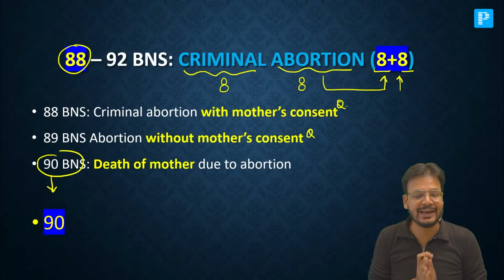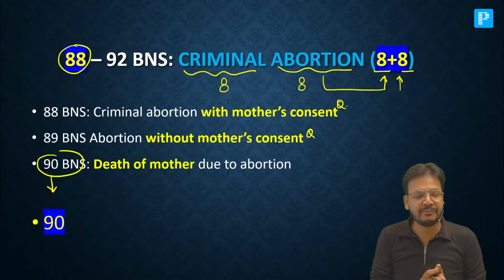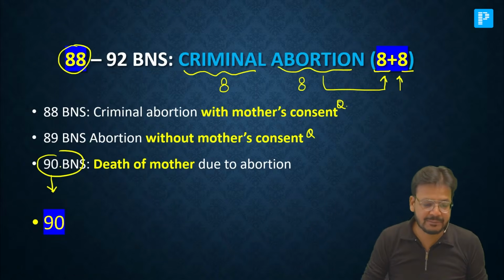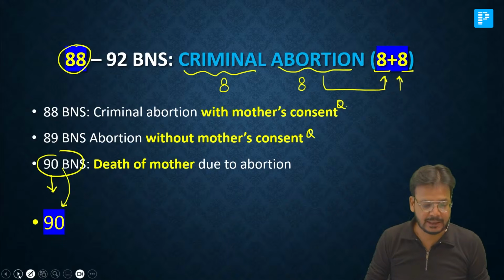Criminal abortion starts with 88, with mother's consent 88, without mother's consent criminal abortion 89, and my dear friend, death of mother, that is the next one. Female dies, that means female becomes 0, that is 90. So these are some very simple tricks to remember criminal abortion.